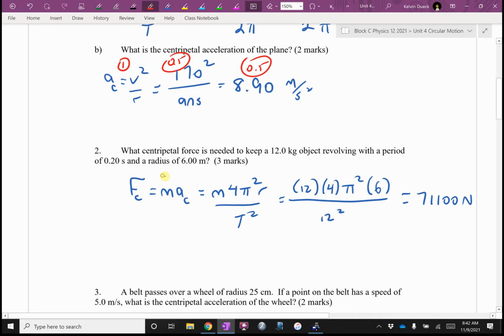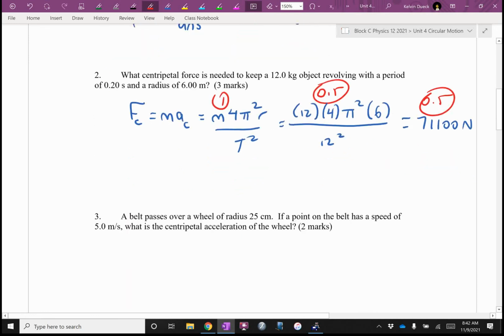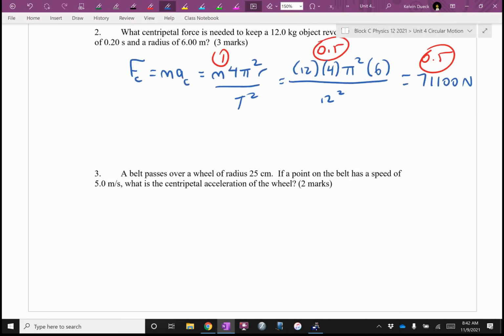I would give you 1 mark for that, half mark for that, half mark for the numbers. But if you got it right, 2 out of 2. Number 3, they just want me to find the centripetal acceleration. Okay, AC equals V squared over R. Really, the only tweak I had to do was I had to convert that to meters. Otherwise, it was going to be 5 squared over 0.25. Is this 100 even? Yeah.